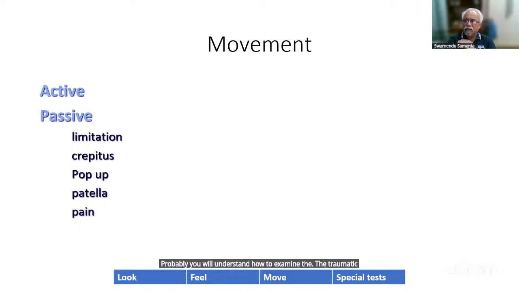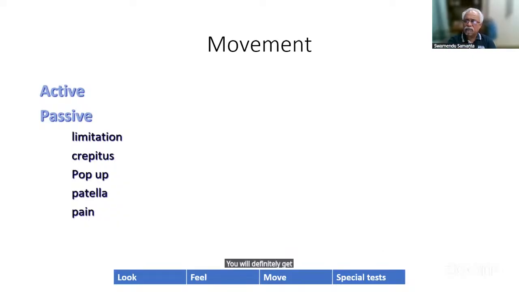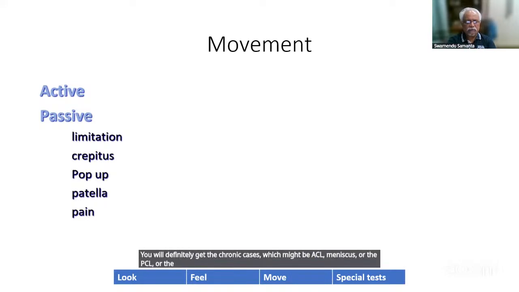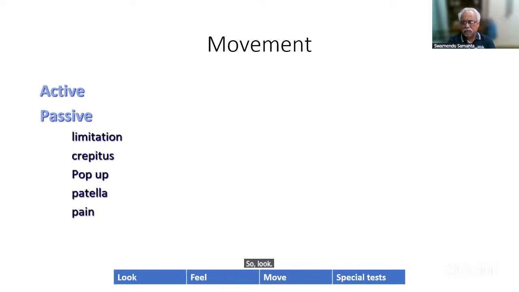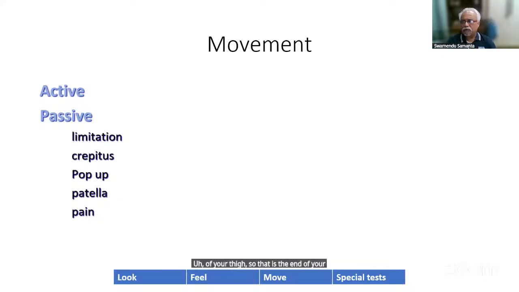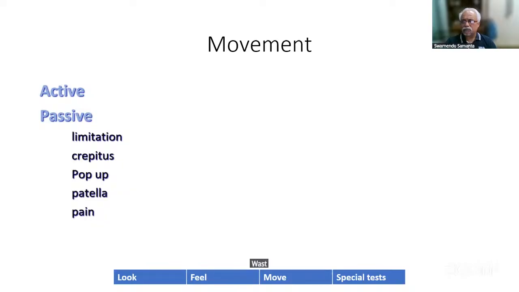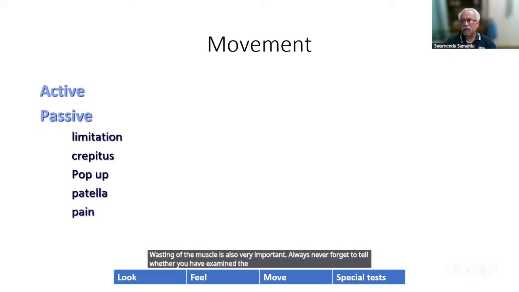So if you go in a very systematic way, you will probably understand how to examine traumatic knee injuries. And in the exam, you are not going to get the acute knee. You will definitely get the chronic cases, which might be ACL, meniscus, PCL or the corner injuries. So look, feel, move, and do these tests. Always at the end, you measure the girth of your thigh. That is the end of your exam, because for exam purposes, seeing the wasting of the muscle is also very important. Never forget to say whether you have examined the spine, hip, neuro, and the distal pulsation.